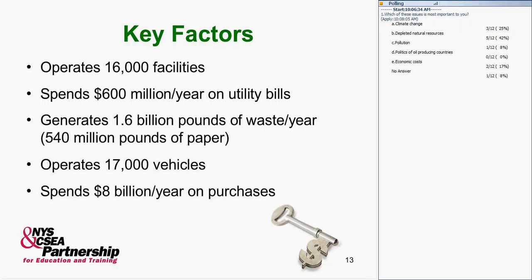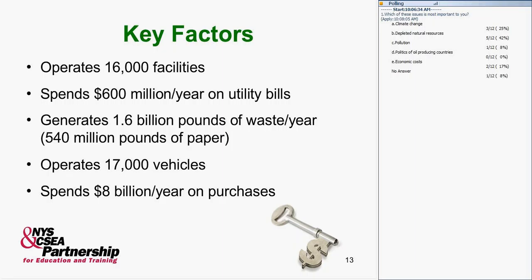And when you start looking at the economy of scale, they have 16,000 facilities. They spend $600 million a year on utilities. If you look at a 10% saving on utility bills, that's $60 million. They generate 1.6 billion pounds of waste. A small percentage is a massive amount.